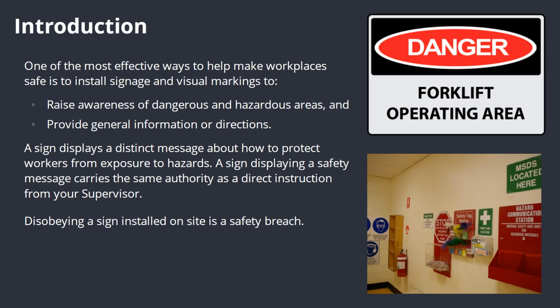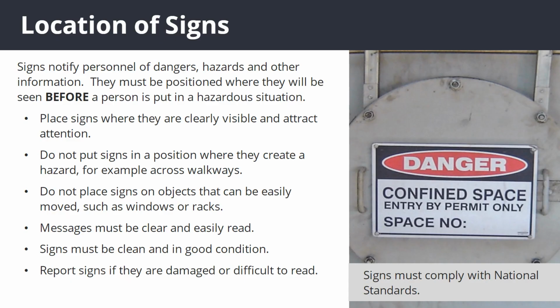Disobeying a sign installed on site is a safety breach. Signs notify personnel of dangers, hazards and other information. They must be positioned where they will be seen before a person is put in a hazardous situation. Place signs where they are clearly visible and attract attention. Do not put signs in a position where they create a hazard. Do not place signs on objects that can be easily moved.